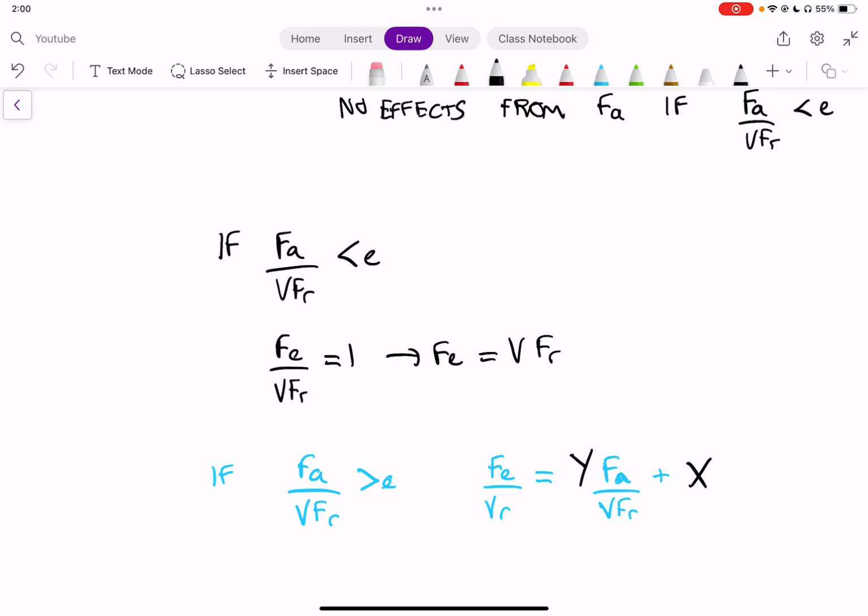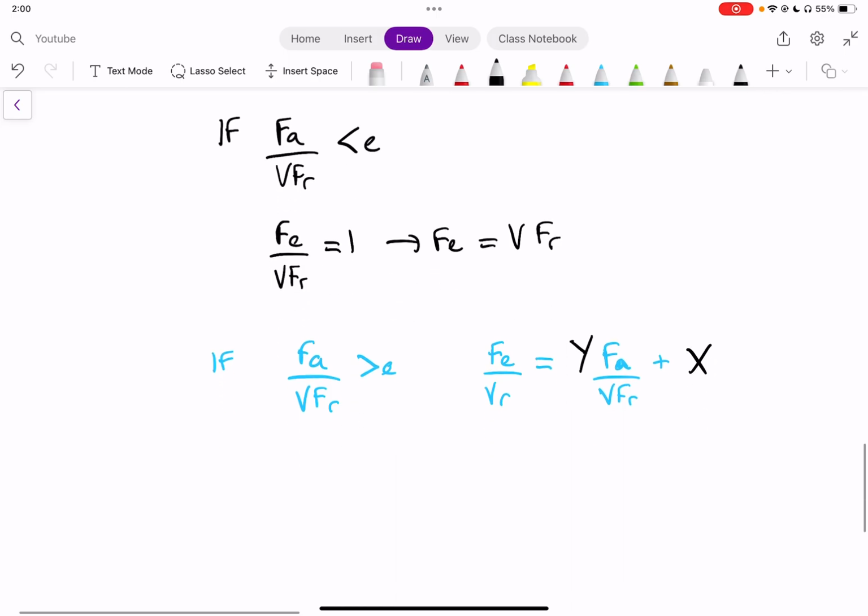Okay, so we have these two terms. And then for different experiments, we can find the different slopes of the lines and the different intercepts for the lines, and we can plug those in and find FE in terms of FA over VFR. Okay, it'll all make sense once we start doing an example, but it'll help us out once we start doing that.